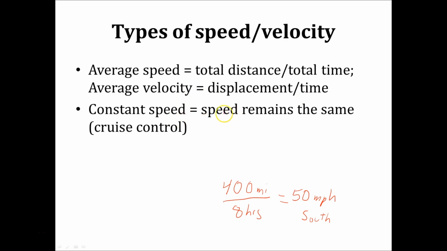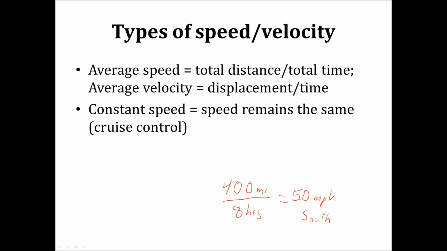Constant speed means that our speed remains the same. So one of the ways I could do this is, I could put my car into cruise control at 50 miles per hour, and I would therefore get to Disneyland in exactly 8 hours. And that's if I'm traveling at the same speed the whole time.